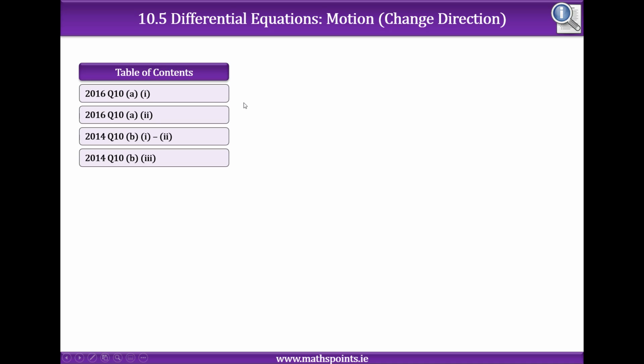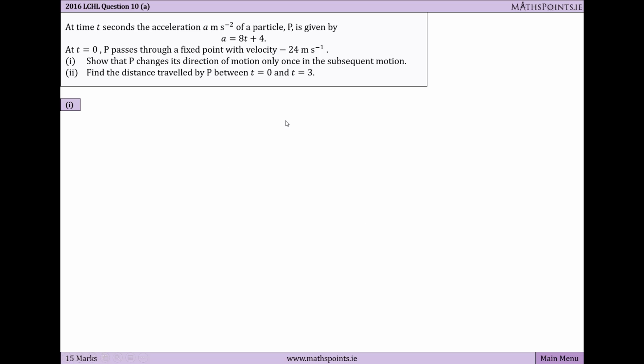So we're going to take a look at a differential equation from the 2016 paper. It's question 10a, and we're told that at time t seconds, the acceleration a of a particle is given by 8t plus 4. So acceleration in this question is a function of time. We're told that when the time is 0, the velocity of the particle is minus 24 meters per second. And we're interested in when this particle changes direction.